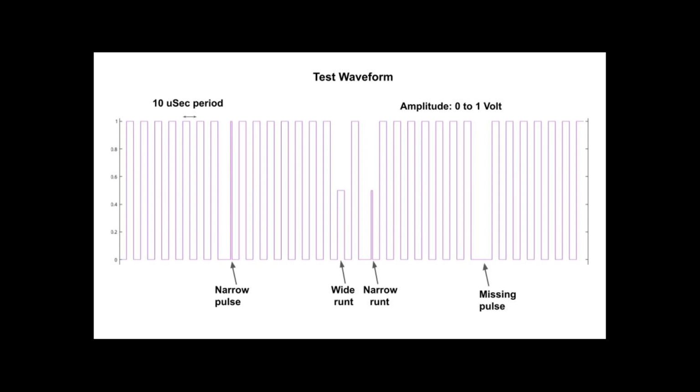So it starts out as a square wave with a 10 microsecond period, but then there are some problems with it. For example, there's a narrow pulse shown there, and then also some runt pulses, which are ones that don't reach full length. There's a wide one and a narrow one. And then finally, there's a missing pulse, where there should be a pulse and it isn't there at all. And the idea is to use the Siglent oscilloscope's triggering mechanisms to trigger on these various flaws.